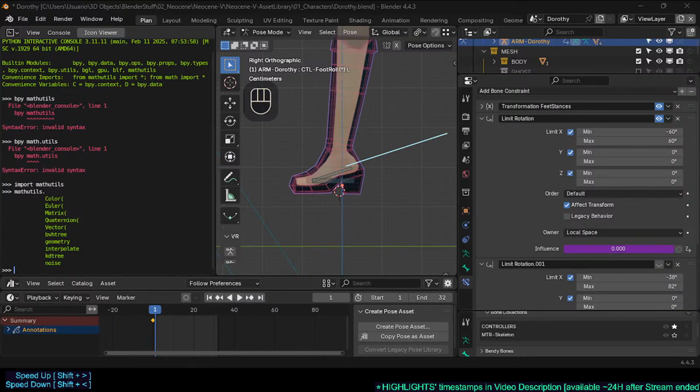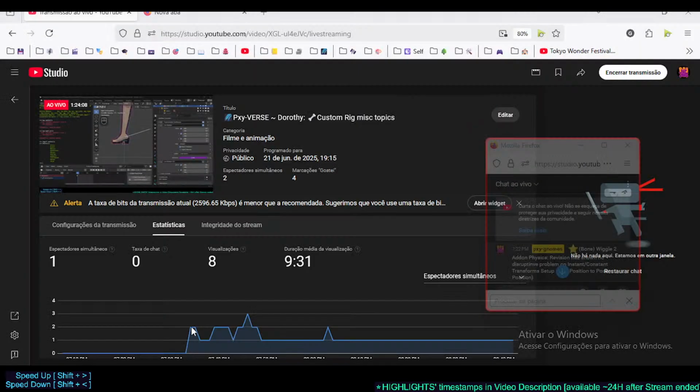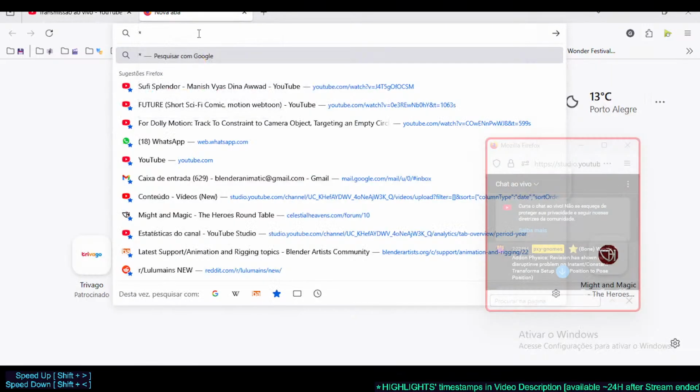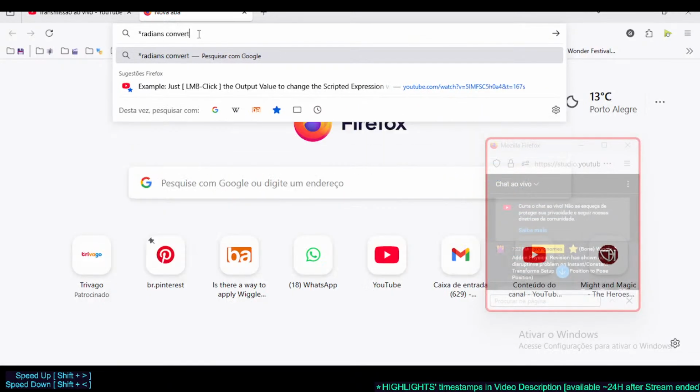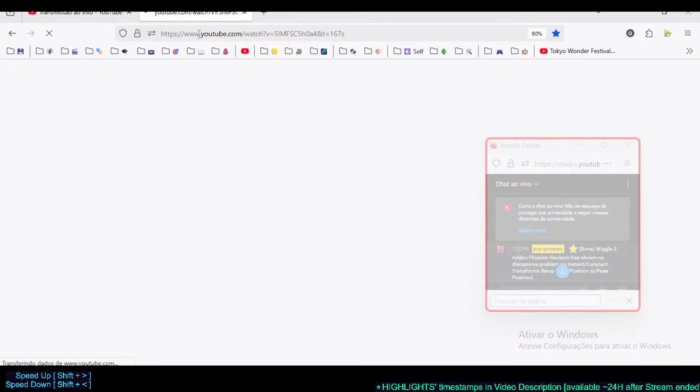Yeah, never mind. What we need is not here. Let me show that as a screen then. All right, so I have something here that will be radians convert scripted. Yeah, it might be something like that.